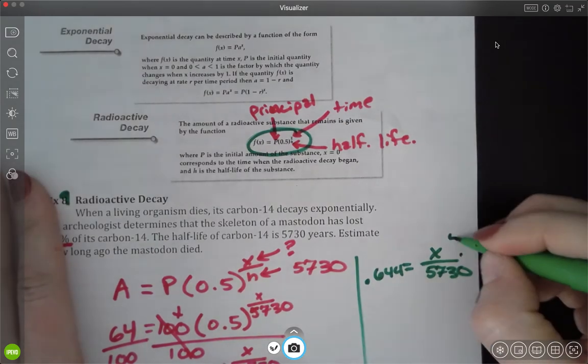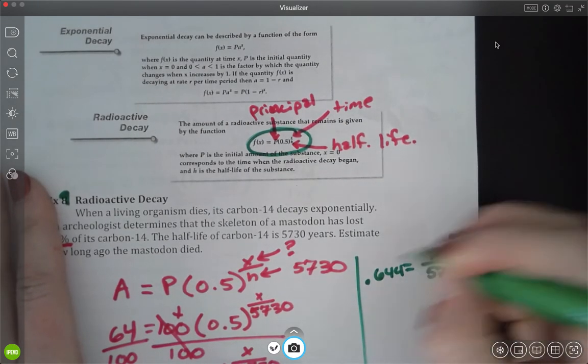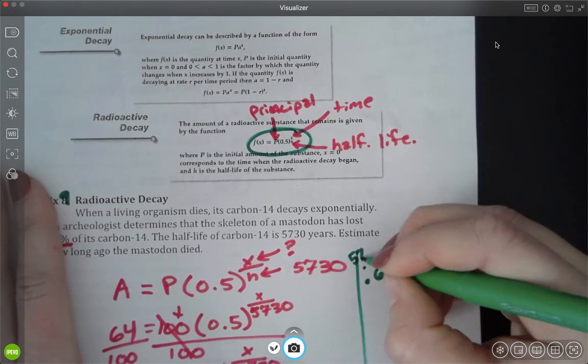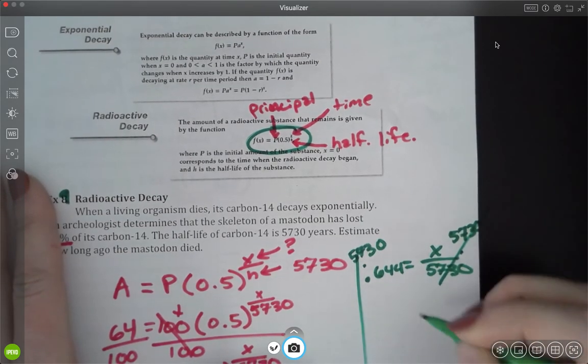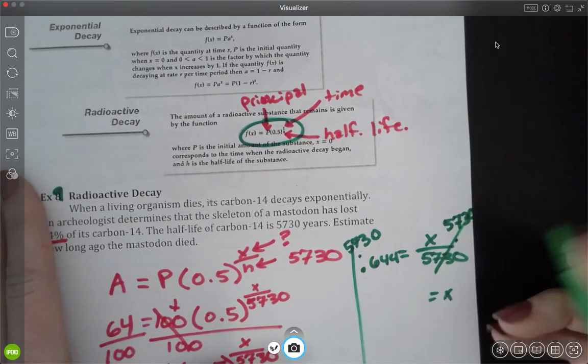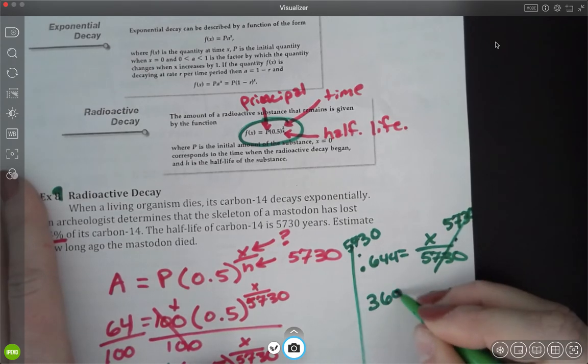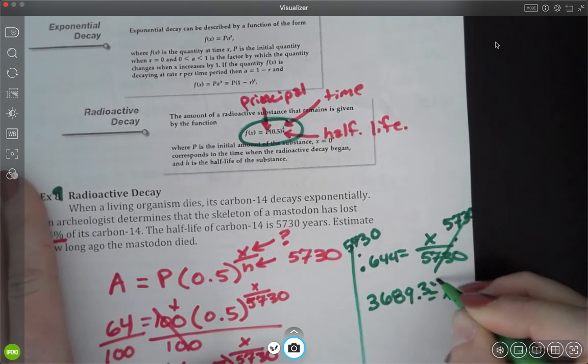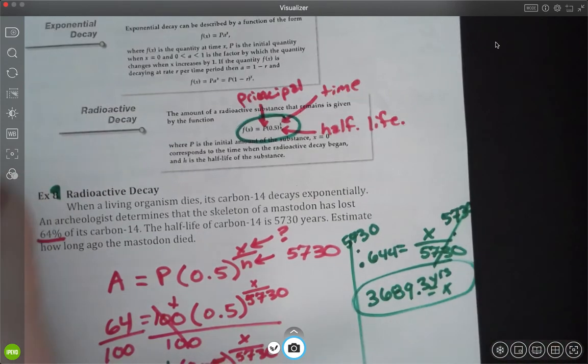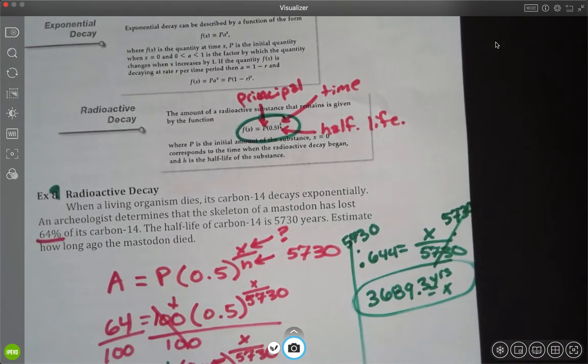We're almost done. So multiply by 5730 across. How many years has he been dead? 3,689.3 or 0.29 years. We'll go with 0.3. So he's only been dead for about 3,600 years. Think about whether that seems reasonable. He's not yet split in half, so we know he has not yet been dead for 5730 years. Does that make sense?